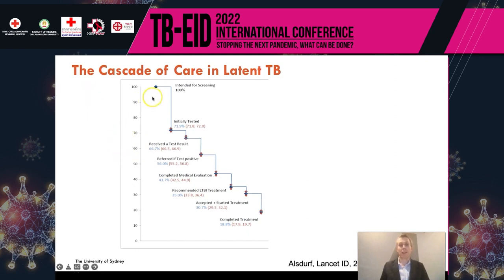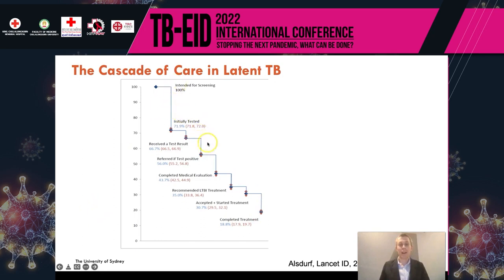So in this meta-analysis, out of 100% of people who are intended for screening, only around 70% are initially tested. Many don't receive the test result, or if the test result is positive, they may not be referred. They may not complete the medical evaluation. And so just over a third of these patients who are intended to screen for latent TB infection receive a recommendation of latent TB treatment. Of the total who are intended for screening, just around 30% start treatment, and many of those don't complete treatment. So therefore, the drop-off is very substantial between the number of people who are intended for screening and the number of people who actually start and then complete treatment for latent TB.